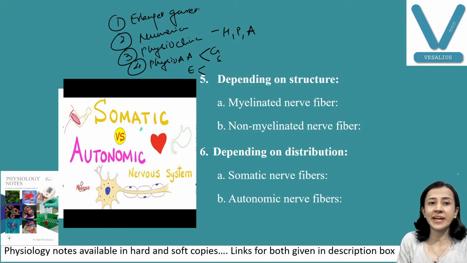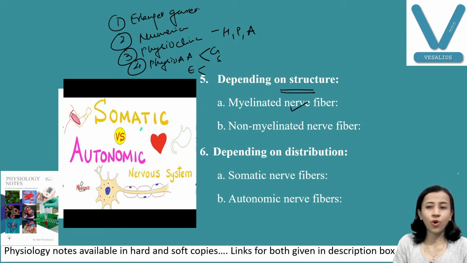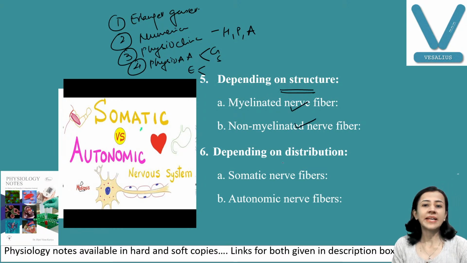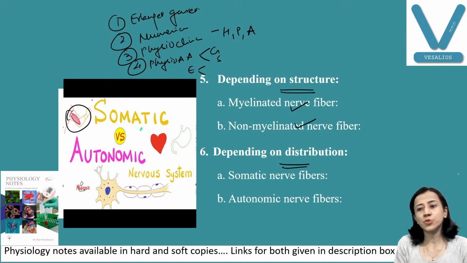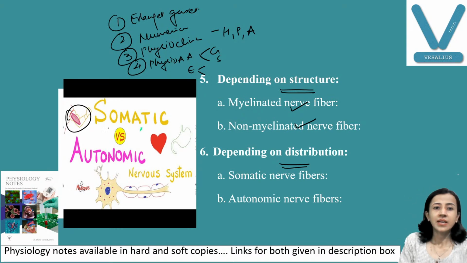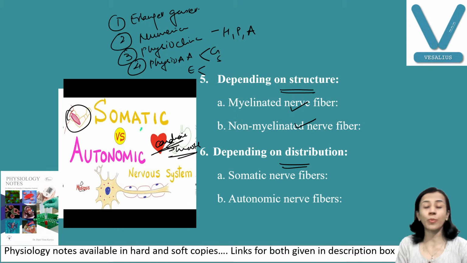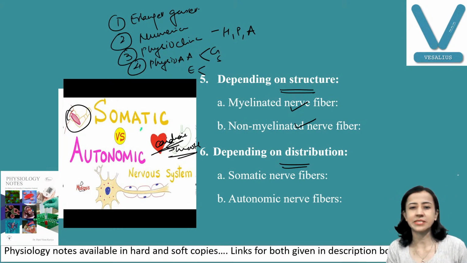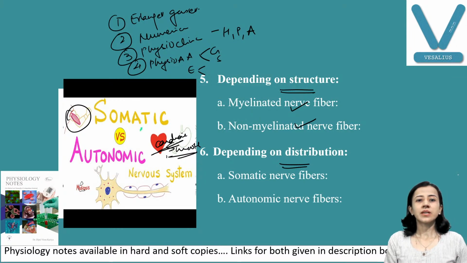Fifth one, depending on the structure. The fibers are either myelinated or unmyelinated. Sixth, depending on the distribution, whether they supply skeletal muscle, somatic, or autonomic, which means they supply smooth muscle like in the stomach and cardiac muscle. Somatic always supplies voluntary muscle. Autonomic means they supply automatic muscles, cardiac and smooth muscle. So that is the sixth classification.